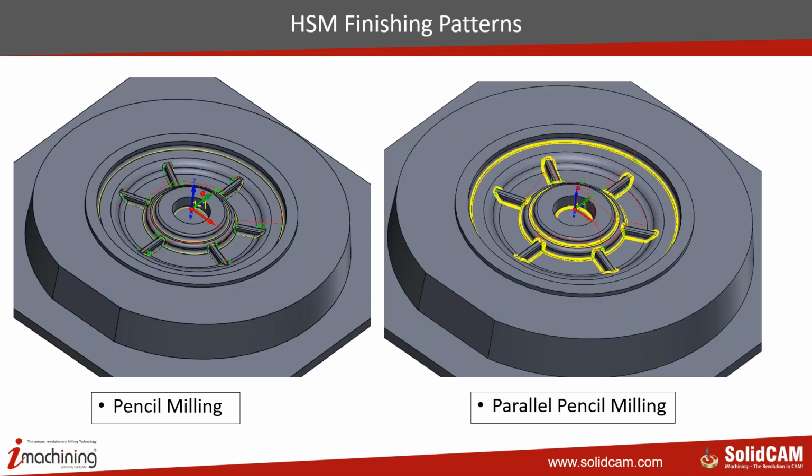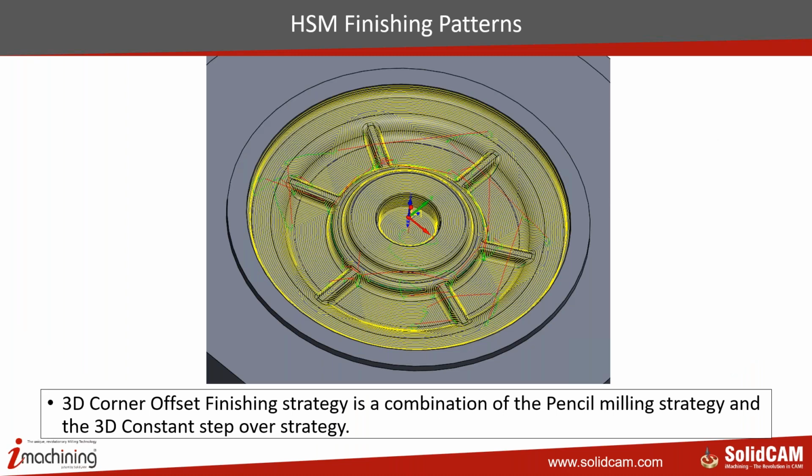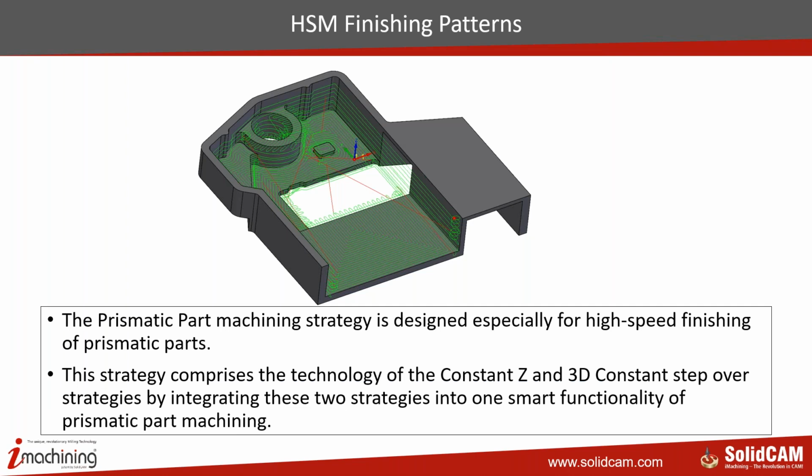We have pencil milling and parallel pencil milling. So we have got everything that we are covering in our machining techniques for mold. We have the 3D corner offset finishing strategy. We also have prismatic machining where we can machine a part with absolutely 90-degree walls. It's a completely different strategy. It takes into account the walls and then generates both constant Z and the constant step over toolpaths on this part without much user intervention.